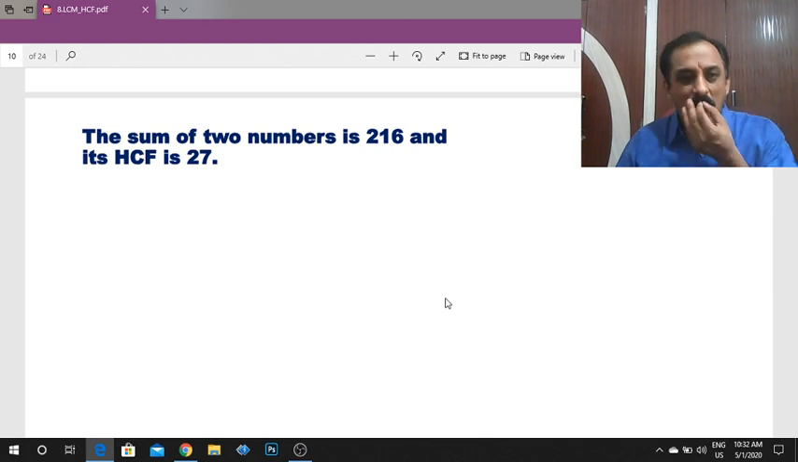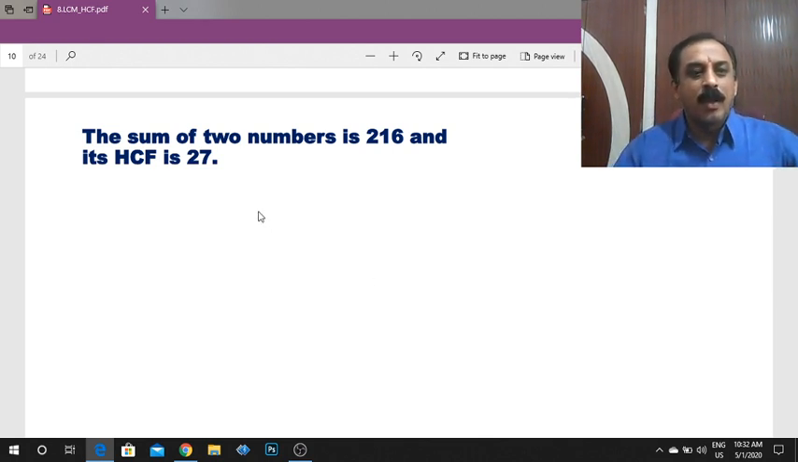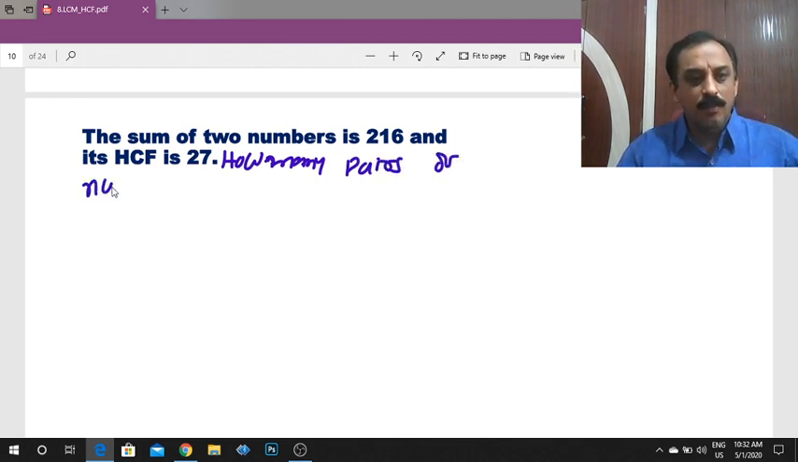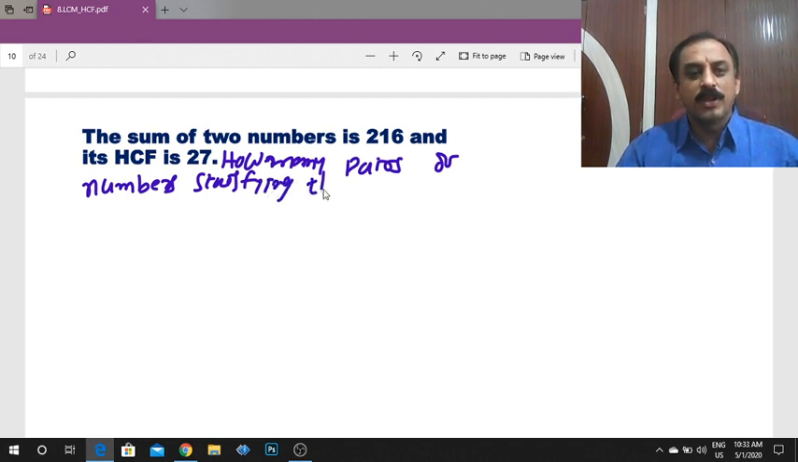Next question. The sum of two numbers is 216. Its HCF is 27. Then how many pairs of numbers are satisfying these conditions?